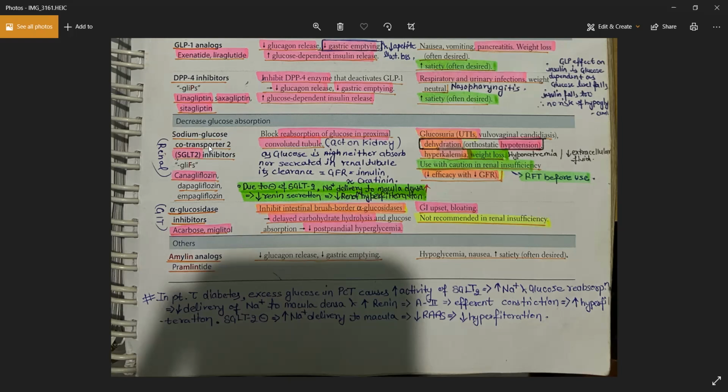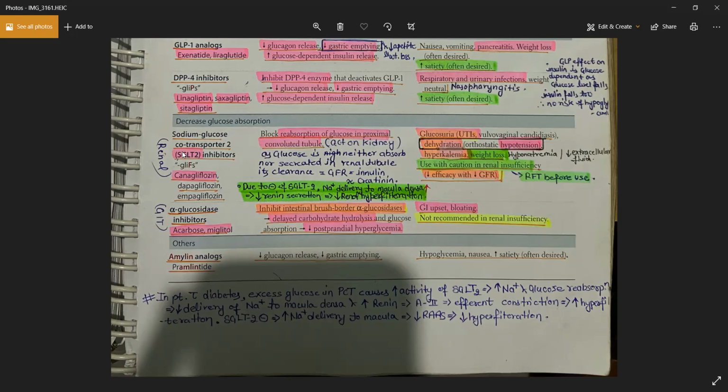Because you're dehydrated? No, because I'm increasing the sodium delivery to the macula densa cells. And remember, the macula densa cells actually sense the sodium delivery to the DCT. If the sodium is increased in the DCT, the macula densa cells will be inhibited and RAS will be inhibited. And when the sodium reabsorption is much more, in that case, the RAS will be activated because the delivery of sodium is less to the DCT.